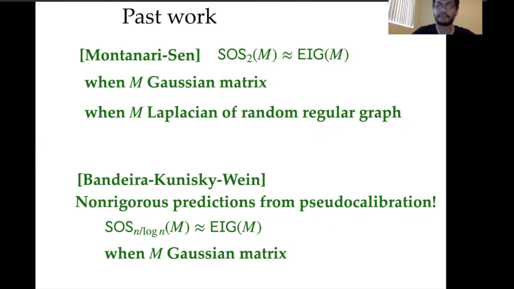And later, Bandeira, Kunisky, and Wein investigated this question more, and using a non-rigorous heuristic known as pseudo-calibration, which you'll see more about later in this talk, they predicted that even n divided by log n degree sum of squares would not be able to beat the eigenvalue-based upper bound by much when M is a Gaussian matrix. And I just want to point out that n over log n degree sum of squares is actually an exponential time algorithm. So this is a very strong prediction.